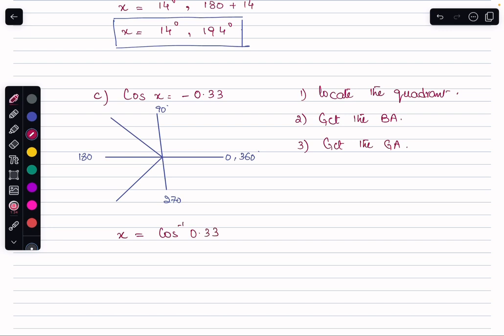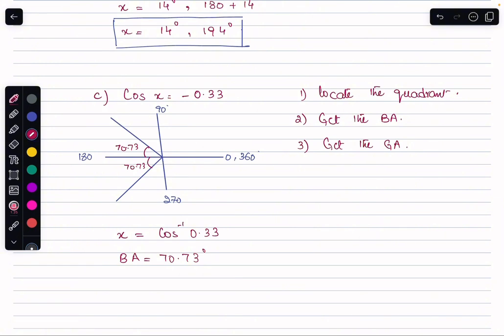Again repeating, we are done with the negative sign because with respect to the negative sign, we have located the quadrants. It's in the second and the third quadrant. Now just find the basic angle. Basic angle is always positive, therefore cos inverse 0.33. So the basic angle here comes out to be 70.73, and here also it's 70.73. Now I have located the basic angle.